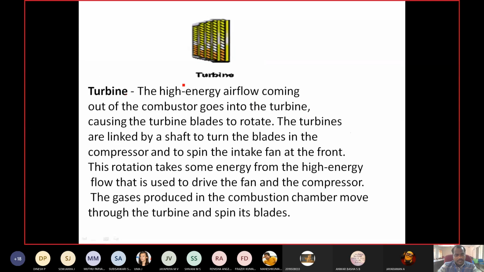Right, so you know the next part of the jet is the turbine. You know all the processes made in the turbine. The high energy airflow coming out of the combustor goes into the turbine, causing the turbine blades to rotate. Then this turbine is linked by a shaft to turn the blades in the compressor and to spin the intake fan at the front. This work output can be used for this purpose. This rotation takes some energy from the high energy flow that is used to drive the fan and the compressor. Also, the gases produced in the combustion chamber move through the turbine and spin its blades also. So we can use this work output in the turbine in the other components.